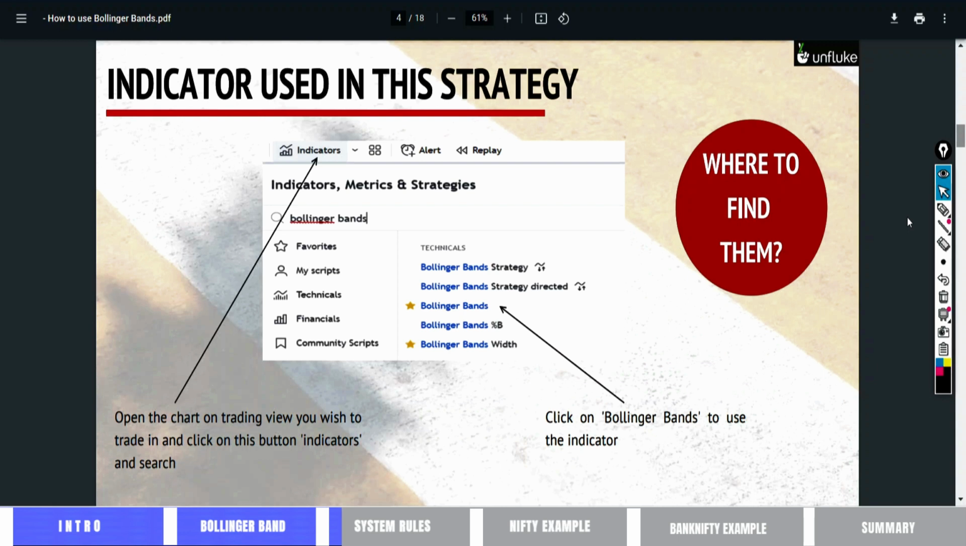So this is how I add this indicator. All you have to do is go to any broker or your charting platform and just type Bollinger Bands, and once you do that, you'll get Bollinger Bands, and you can just add it.